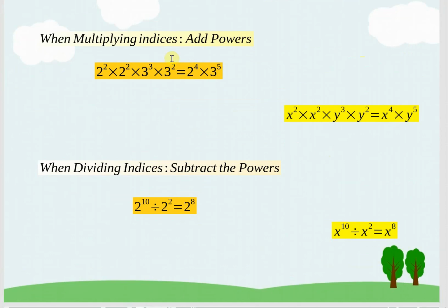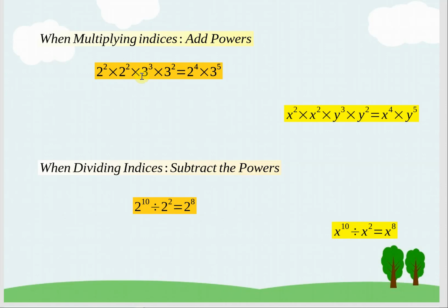Now, when we multiply indices, all we do is add the powers if they have the same base. You see, if 2 and 2 are the same, they have the same base. The indices 2 raised to 2 and 2 raised to 2 have the same base, so all I do is add their powers. So I get 2 plus 2, and I have 4 here.